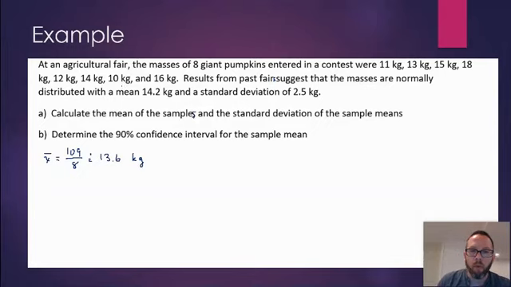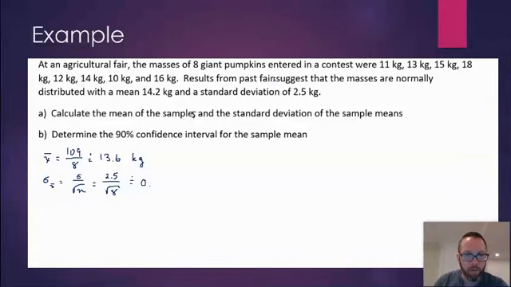And we know that these sample means should have a sample standard deviation, sigma x bar, of sigma over the root of n. That is 2.5 divided by the root of 8. About 0.88. Let's just call that 0.9. All right.